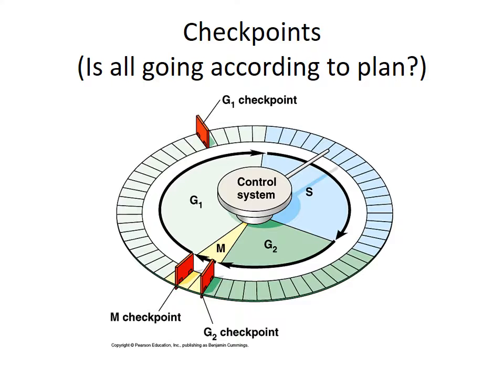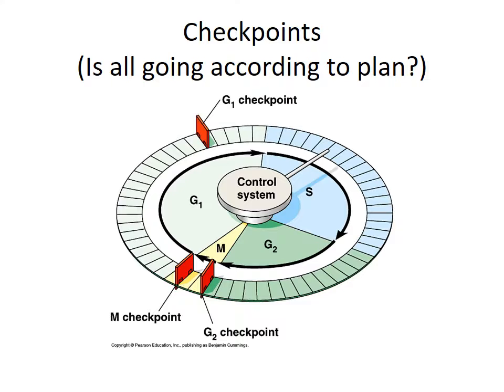And then we move into the G2 phase. But before we actually move into the M phase or the mitotic phase, there's another checkpoint to make sure that the DNA has been copied correctly, there's enough cell organelles, the cell's the right size, and so on, so on, so on. And then we begin mitosis.